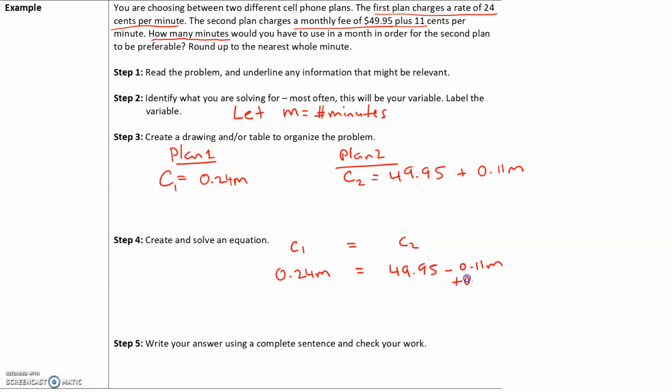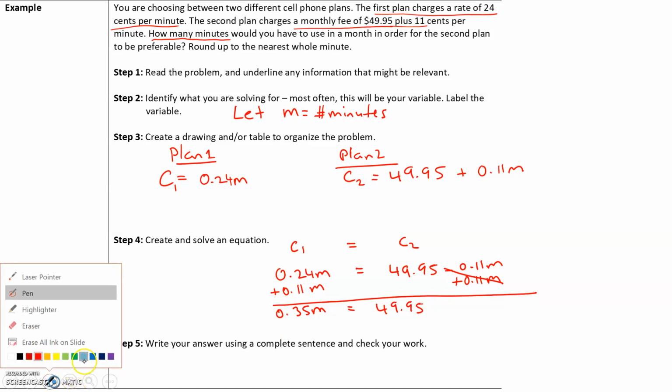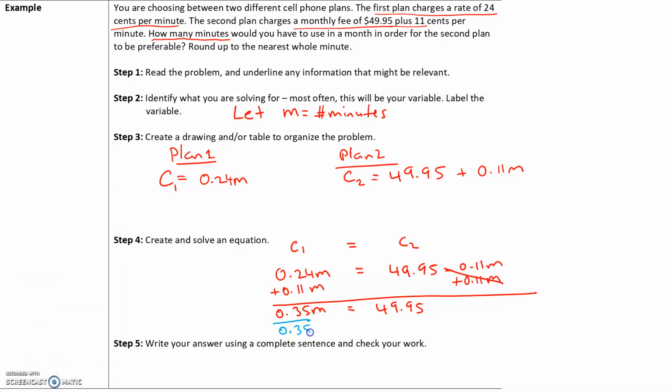We can start by subtracting 0.11m from both sides. So this gives you 0.13m equals 49.95. We move all the variables to one side. We can now divide by 0.13 because our goal is to get the m by itself. So if we take 49.95 and divide that by 0.13, we get the following. We're going to get m equals 142.7.